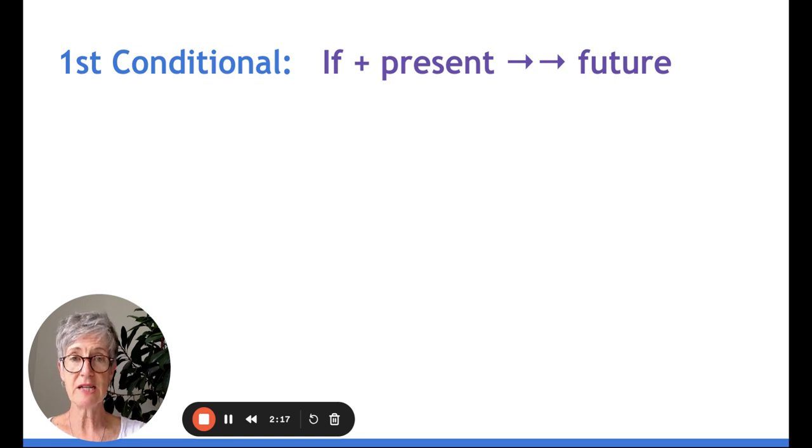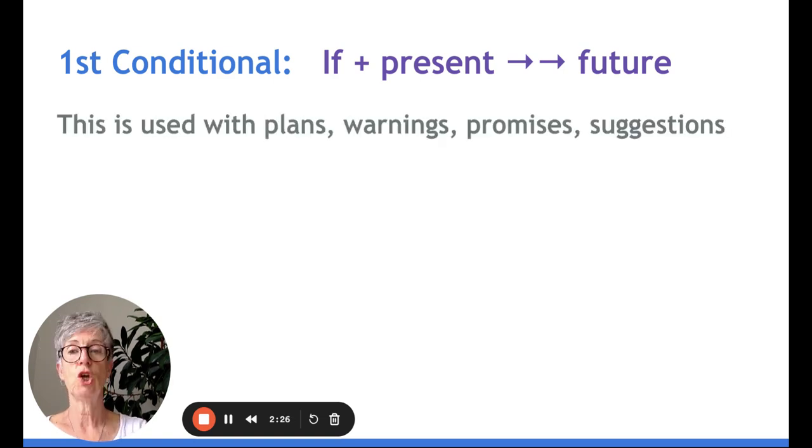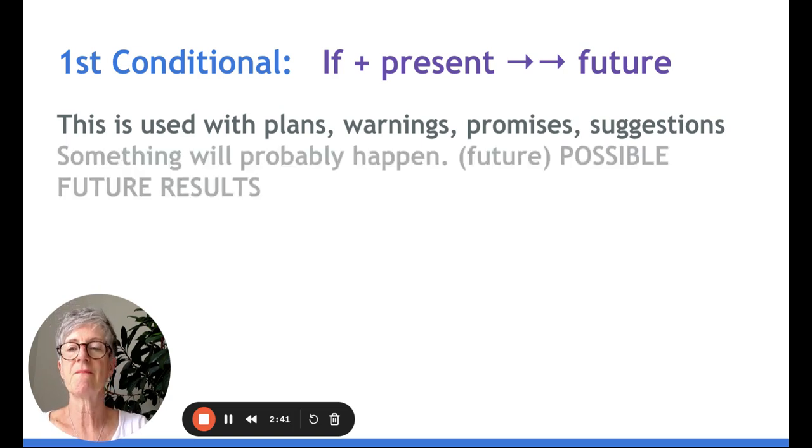Now, the first conditional. We use the present tense in the if clause, but in the other clause, we use the future. We use this with a plan. That's why we use the future. It's used with plans, with warnings, maybe a promise or a suggestion, but there is a future meaning. Something will probably happen.